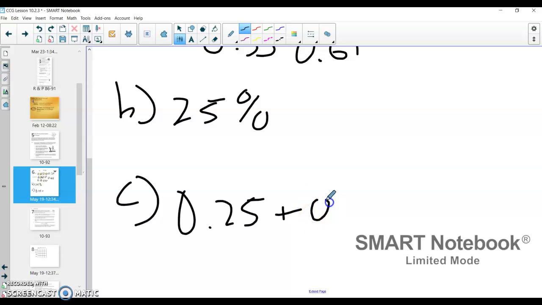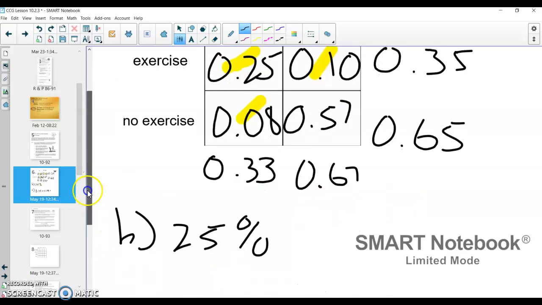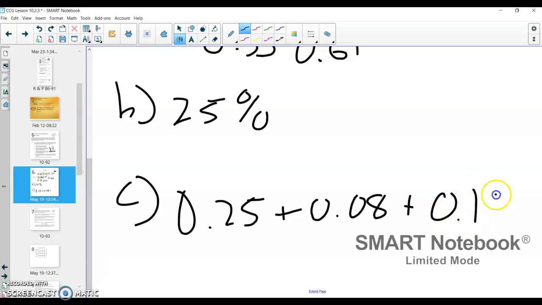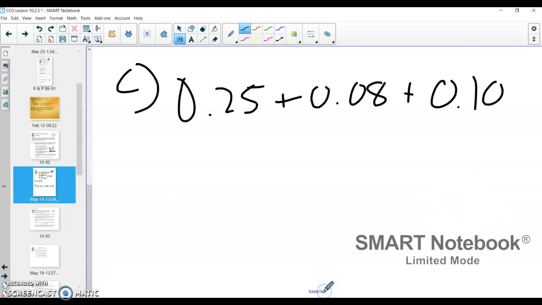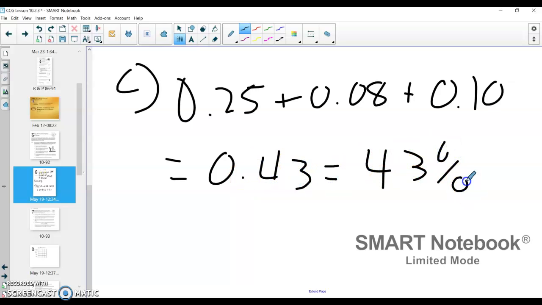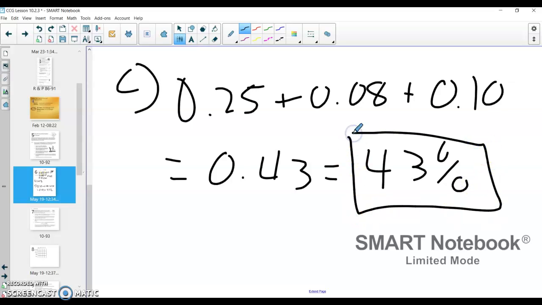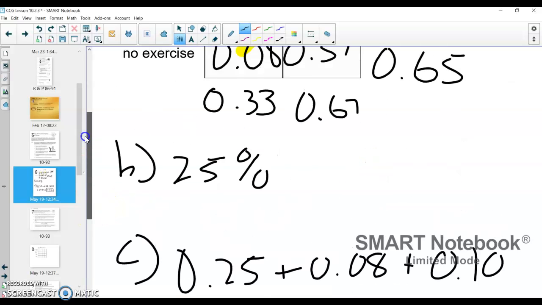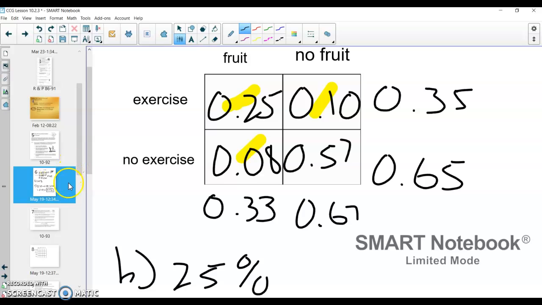And so 0.25 plus 0.08 plus the last one was 0.10. And that will give me, if I add them all up, 0.43, or 43% of the people, of these freshmen studied, 43% of them are eating fruit or exercising, or doing both technically.